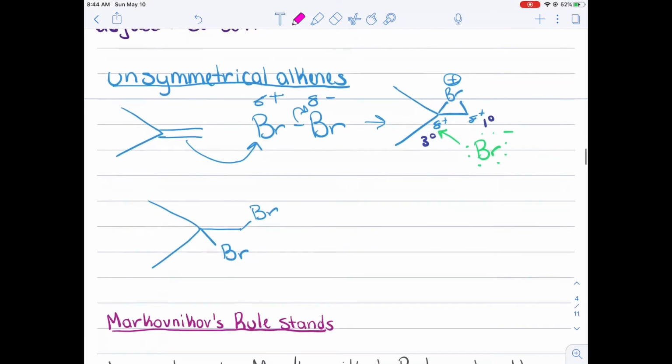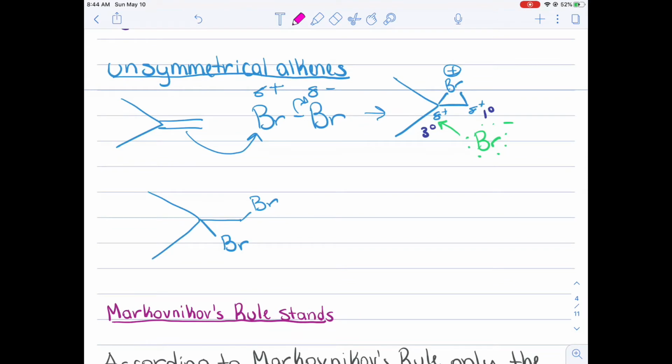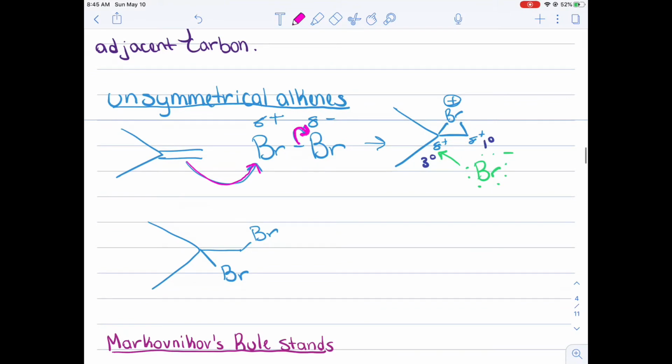But now, what happens if we have unsymmetrical alkenes? Well, Markovnikov's rule comes into play with this. So let's look at an example here. Let's say this double bond takes your partially positive bromine. The bond between both bromines is going to break, and the electrons will expel into the partially negative bromine, and it'll form your bromonium ion.